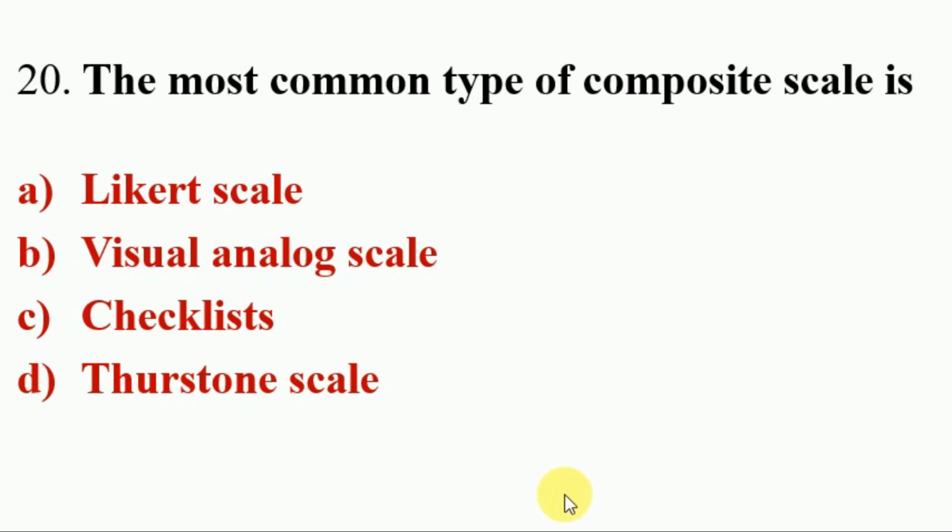Next question. The most common type of composite scale is: options A. Likert scale, B. Visual analog scale, C. Checklist, D. Thurstone scale. Answer is A. Likert scale. The most common type of composite scale is Likert scale.